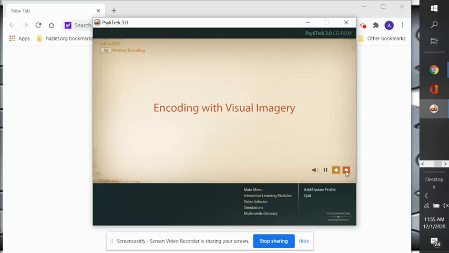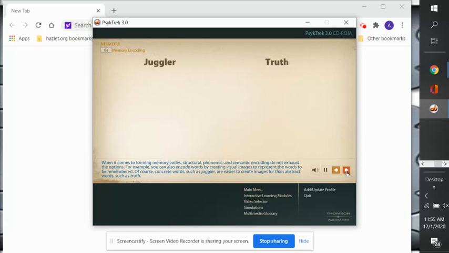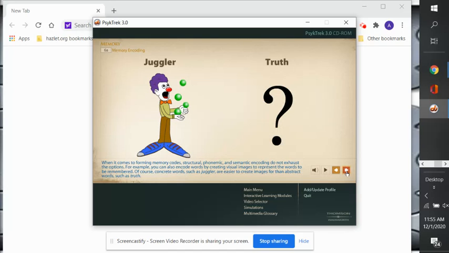Now we're going to look at encoding with visual images. So when it comes to forming memory codes, structural, phonemic, and semantic encoding do not exhaust the options. For example, you can also encode words by creating visual images to represent the words to be remembered. Of course, concrete words such as juggler are easier to create images of than abstract words such as truth.